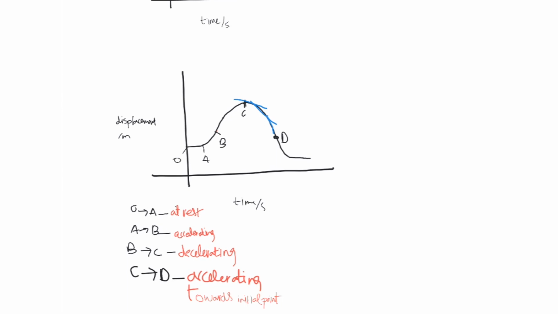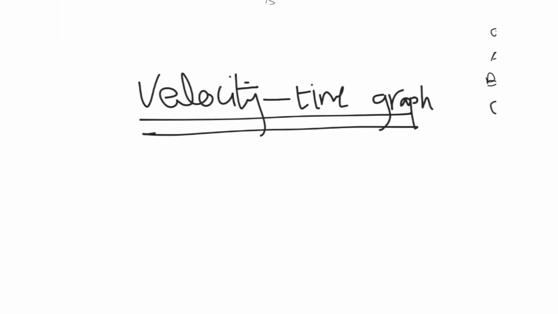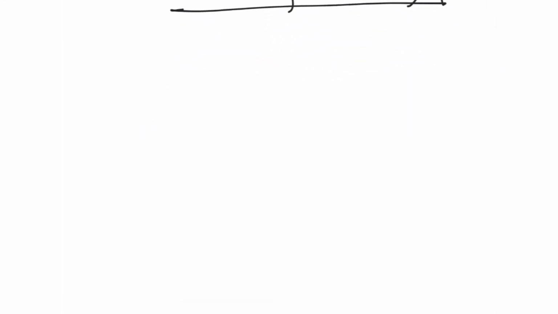And here we're finished with the displacement time graph, and now let us move on to the next one, which is actually the velocity time graph. Now as the name says, a velocity time graph is a graph in which velocity is plotted against time. So here on the y-axis would be velocity in meters per second, and on the x-axis would be time in seconds.